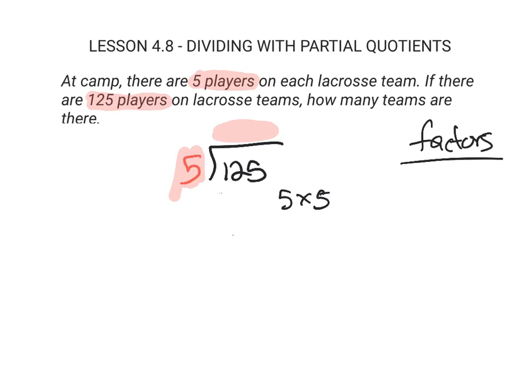Now, check this out. I'm going to highlight my divisor. I'm going to keep them the same color. I'll do blue for my partial quotients. Let me erase this and change it to blue, because this is where my partial quotients are going to go. There we go. So, 5 times 5 equals what? 25. And I subtract that. 25 from 125 is 100.